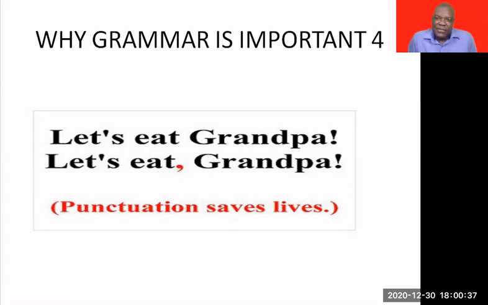Someone who could be described as a savage, if you like. How on earth could you decide to eat grandpa? Let's eat grandpa, all right? But then, the reason we have this very horrible perception of this expression is simply the omission of a comma, which of course is an aspect of grammar.